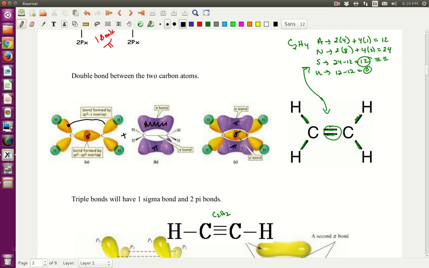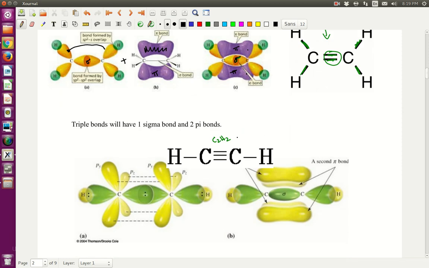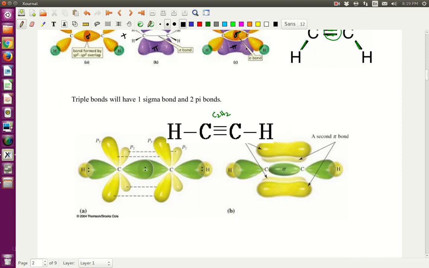This looks like a triple bond. Remember, p's overlap on the top and the bottom, so that's really only a double bond. Sigma in the middle, pi on the top and bottom. Now, the triple bonds have one sigma bond and two pi bonds. So single is a sigma, double sigma pi, triple sigma pi pi.